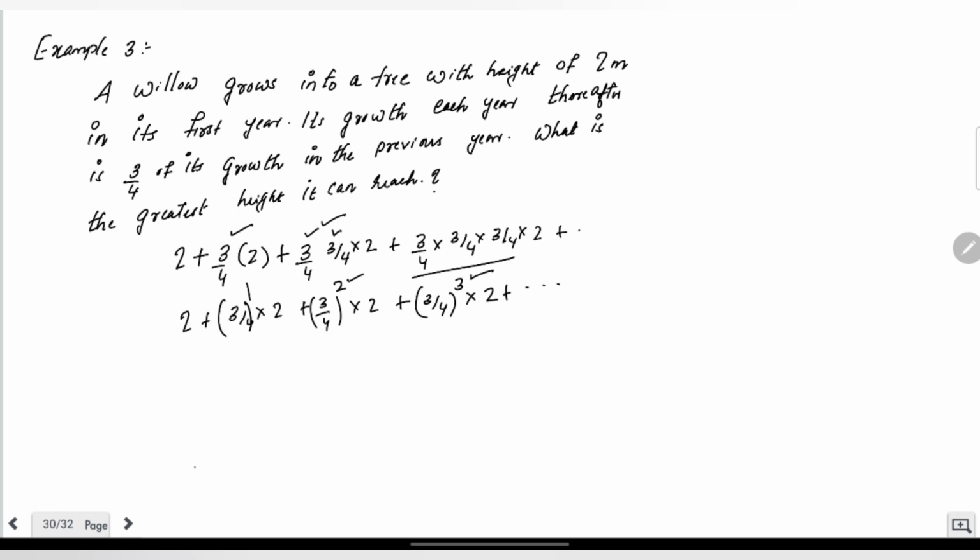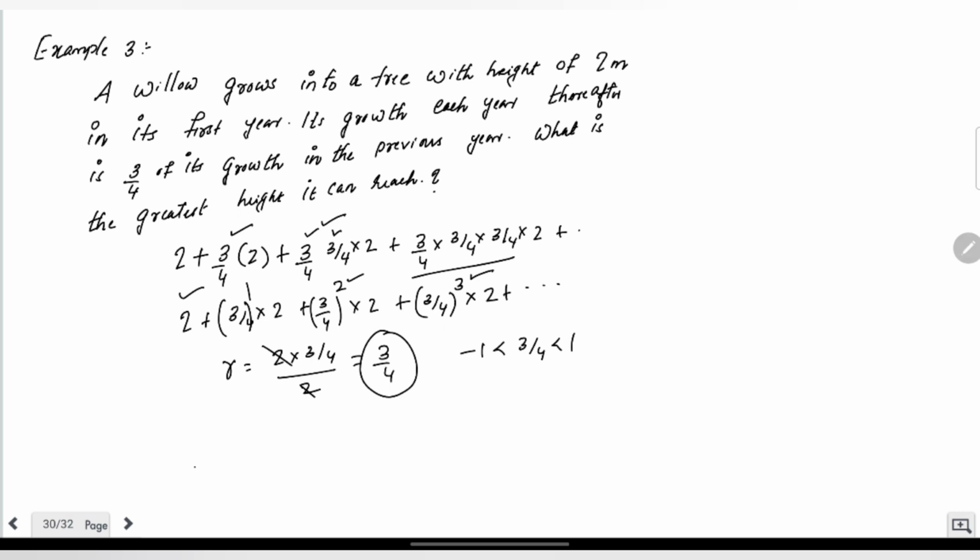Okay, so what is the common ratio here? The common ratio is the second term, that is 2 times 3 by 4, divided by the first term, 2. The 2 cancels, so it is going to be 3 over 4. See, is it in between minus 1 and plus 1? Yes. That is, minus 1 less than 3 by 4 less than 1. So it's a convergent series.